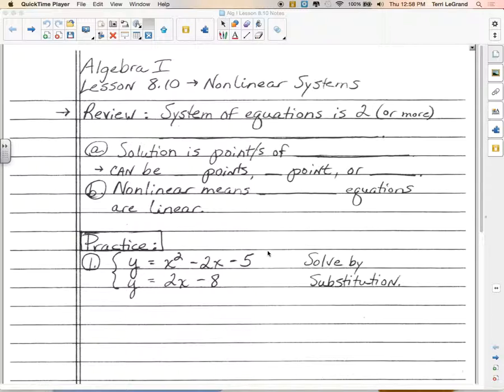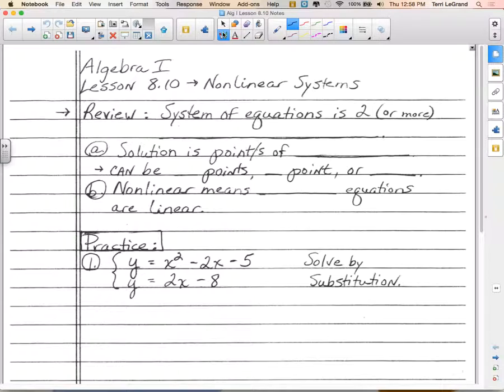So, review. A system of equations is two or more equations working together. In other words, they are not independent of each other. They have to be together, and whatever you say is a solution or solutions, that solution or solutions better make all of the equations in the system true.